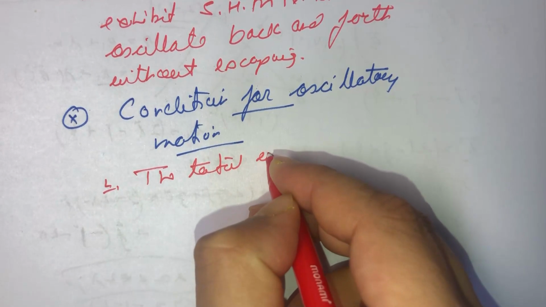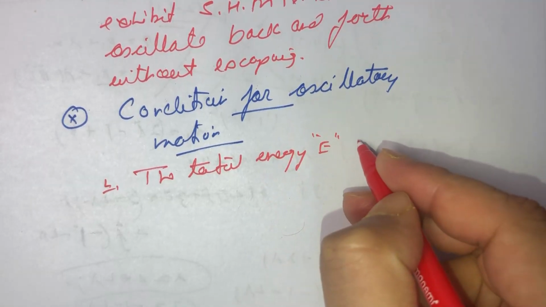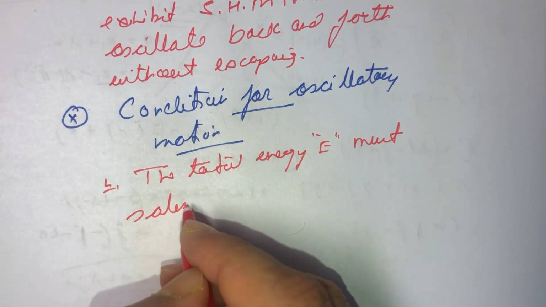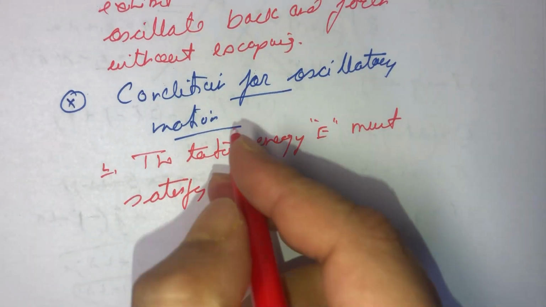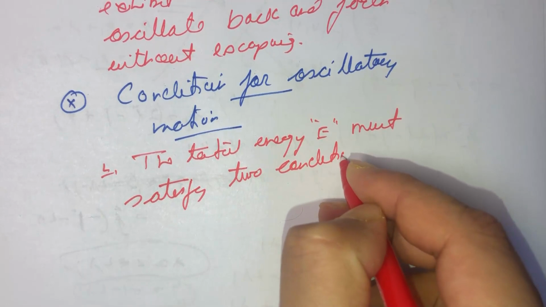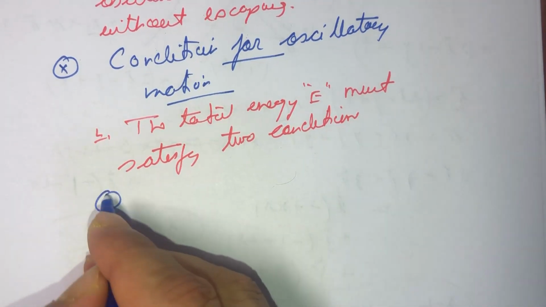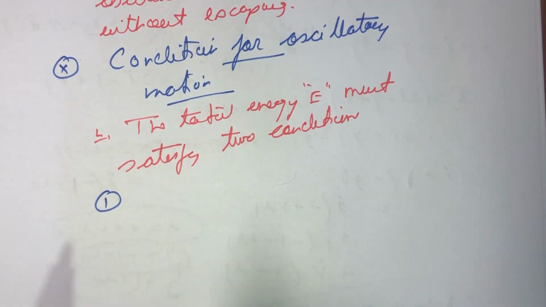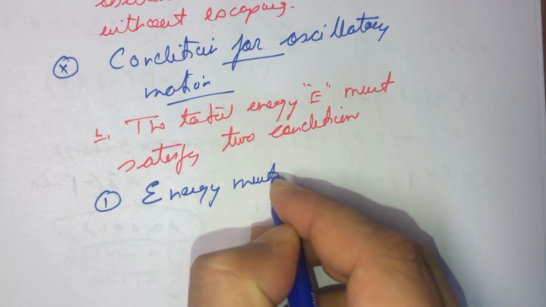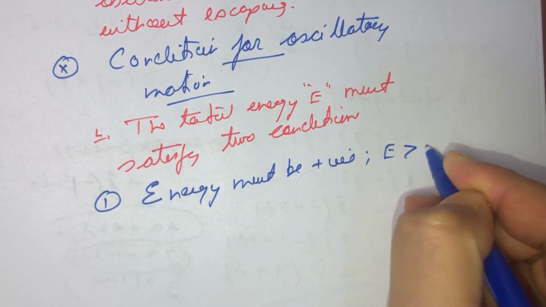The total energy E must satisfy two conditions. First condition, that energy must be positive. Energy must be positive, or we can say E should be greater than 0.